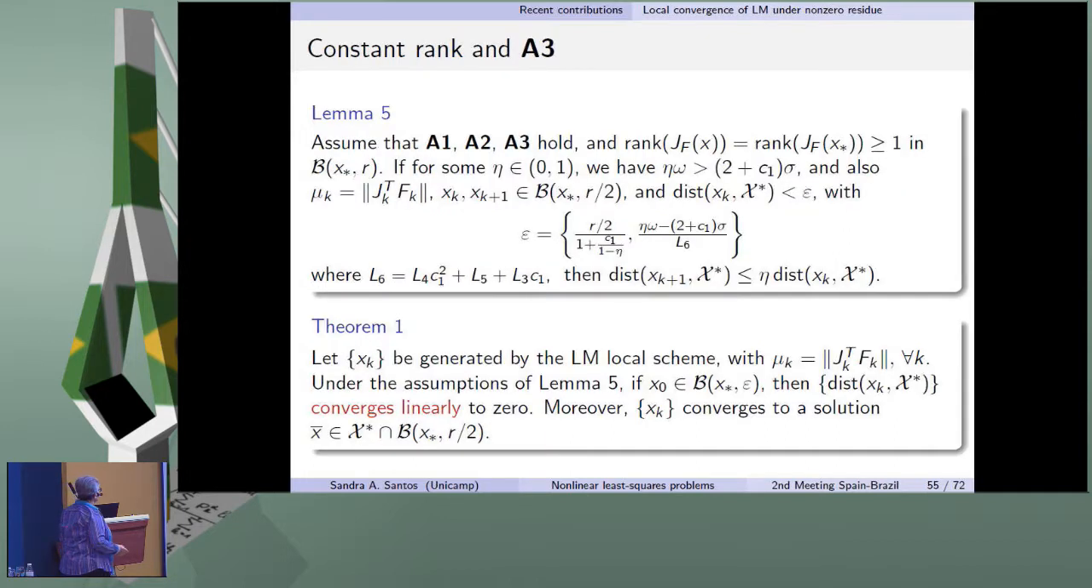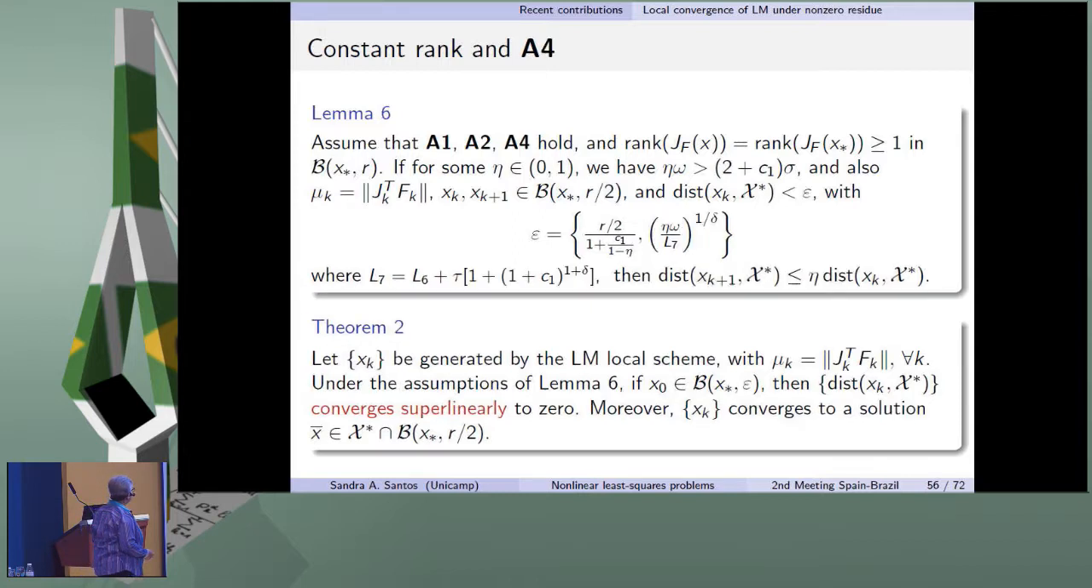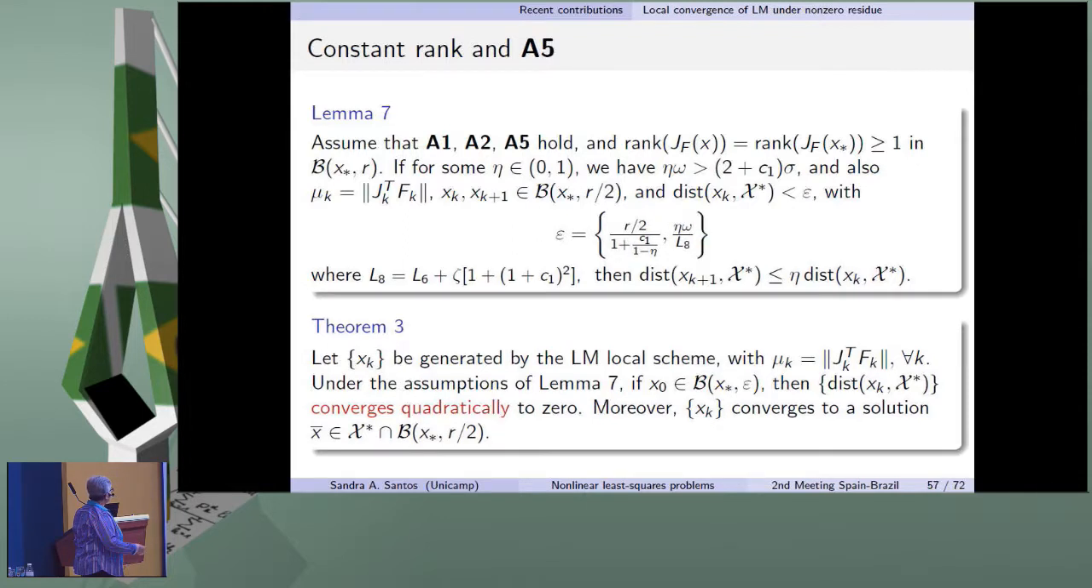So basically, if we are under constant rank and have assumption 3, then we manage to obtain not only the contraction, but we manage to prove convergence with linear rate. With A4, we have the contraction and superlinear convergence of this sequence to 0. And under A5, even in constant rank, the contraction and quadratic convergence.